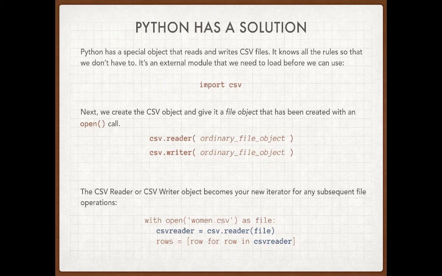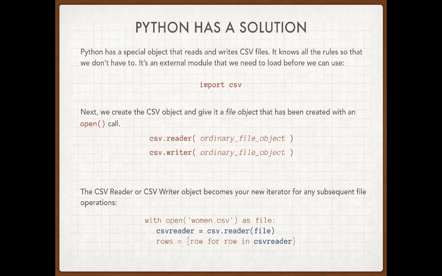So all that mess we were just looking at would not faze the reader and the writer here in any way, shape, or form. They understand all of those rules. What I do when I build either a reader or a writer is hand off to it a standard ordinary file object of exactly the type we were creating in the last lecture with open.